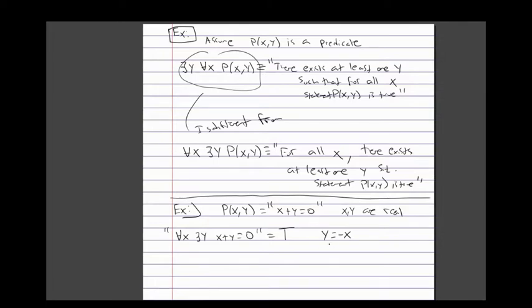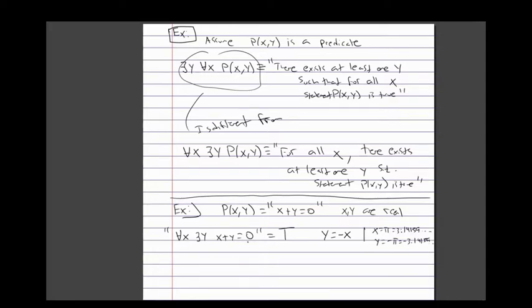This is a property of the real numbers, that there's always an additive inverse. So for example, if I say that x is equal to pi, or 3.14159, etc., then y here is going to be equal to negative pi, or negative 3.14159. And when I add these two things together, I get 0. Therefore, this statement is true.